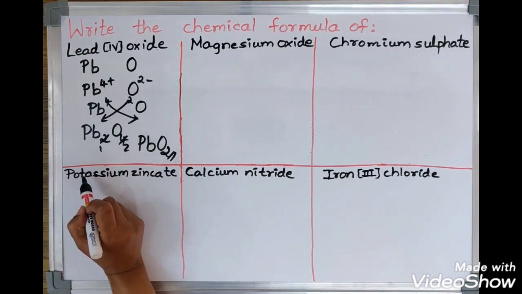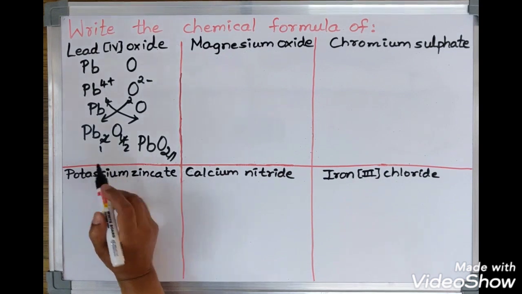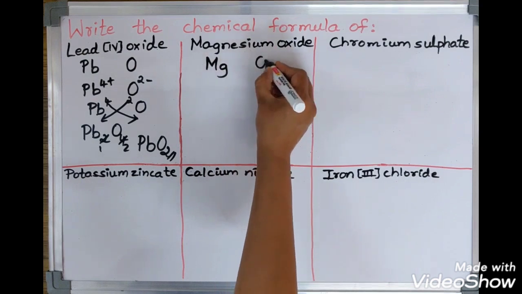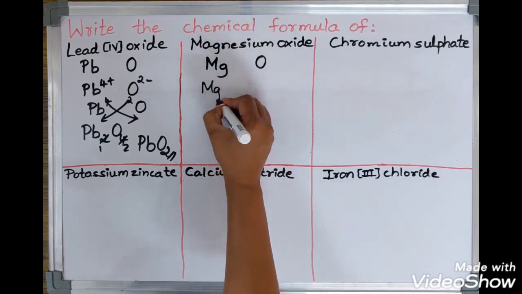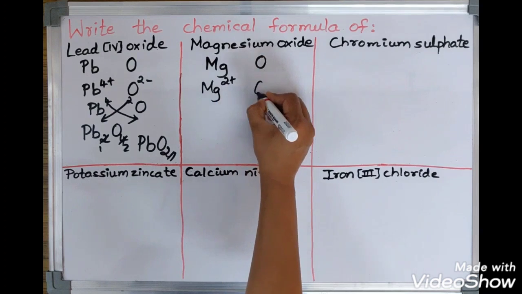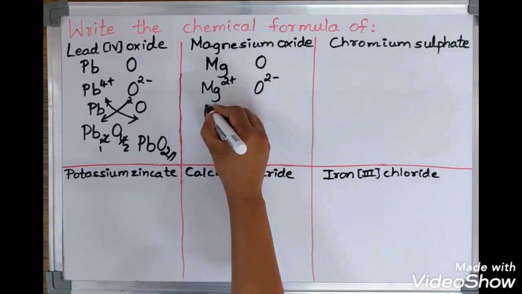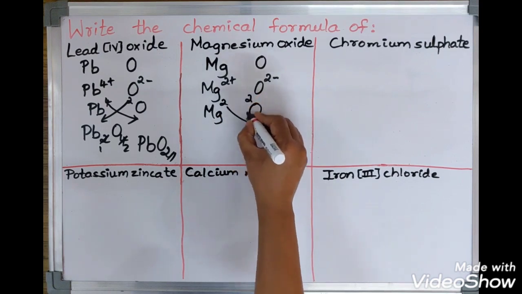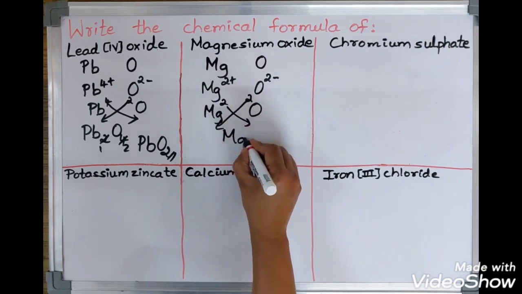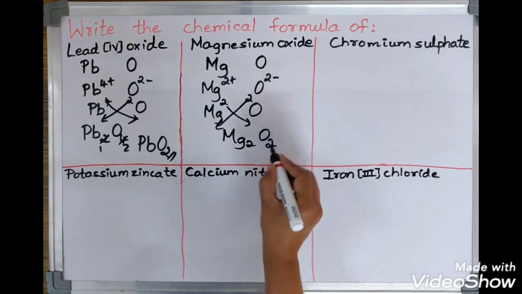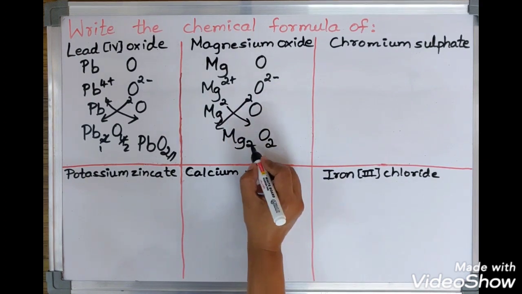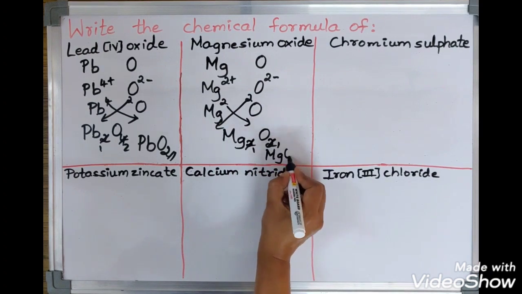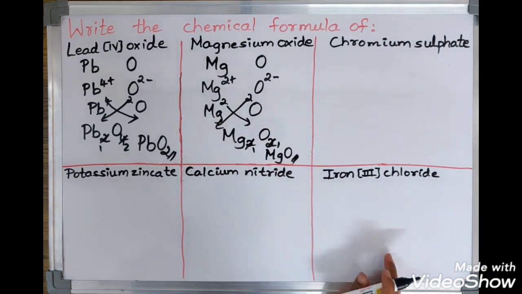the formula is PbO2. Then we have magnesium oxide, Mg basic radical, O acidic radical, valency number Mg2 plus, O2 minus. As we interchange, we get Mg2O2. Here both are the same number, and hence we again simplify. We get MgO as a formula.